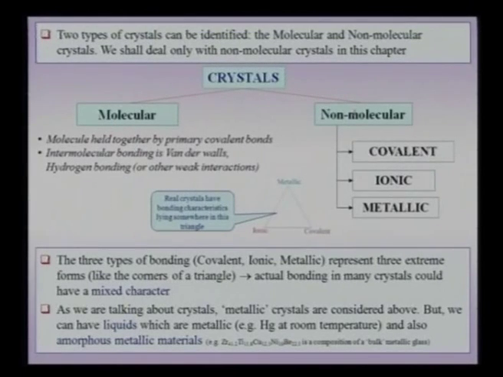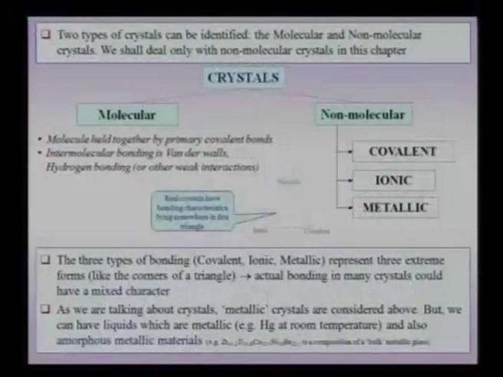If you look at the bonding of non-molecular crystals, they could be predominantly covalent, ionic or metallic, and we have to remember that there are examples wherein the bonding is almost truly metallic, but in general real crystals could have bonding characteristics which lie somewhere in the phase triangle of metallic, ionic, covalent. In other words, these three bonding characteristics, covalent, ionic, metallic, represent extreme forms, and actual bonding in crystals could have a mixed character, and we will take up some examples of this later on in the chapter.